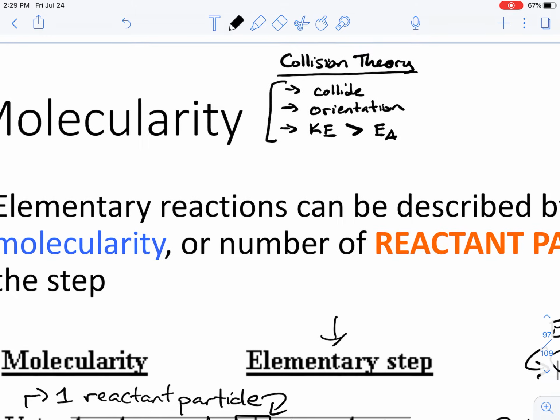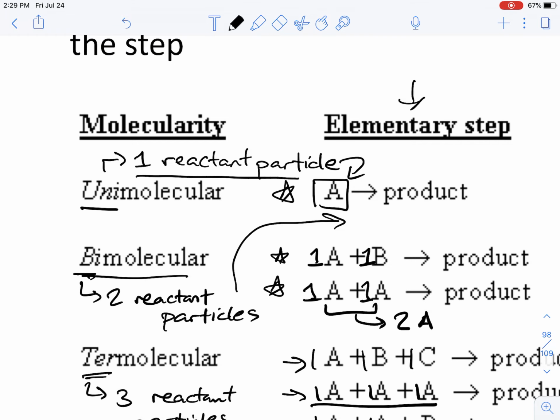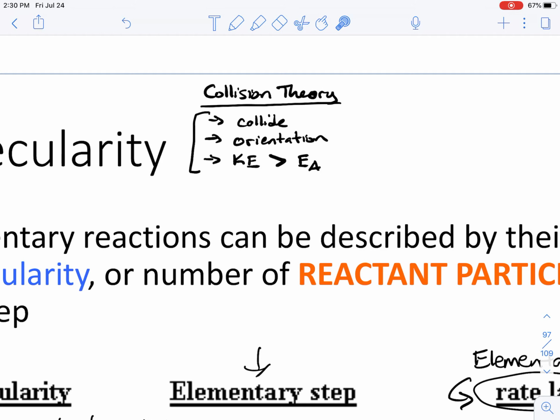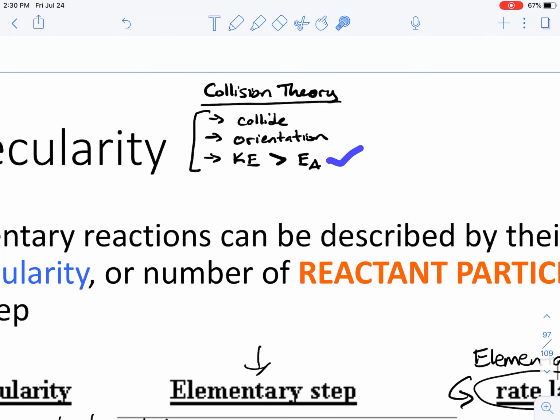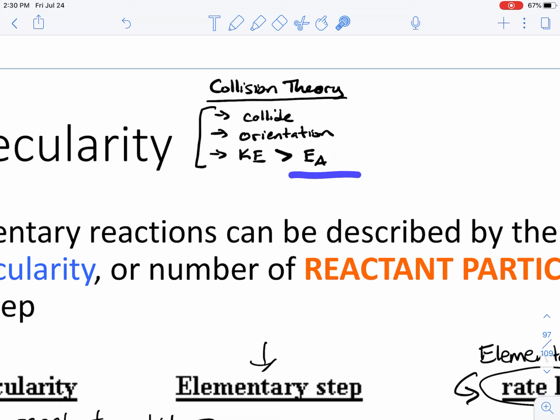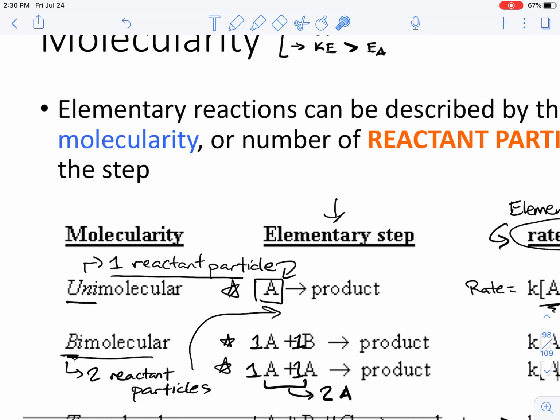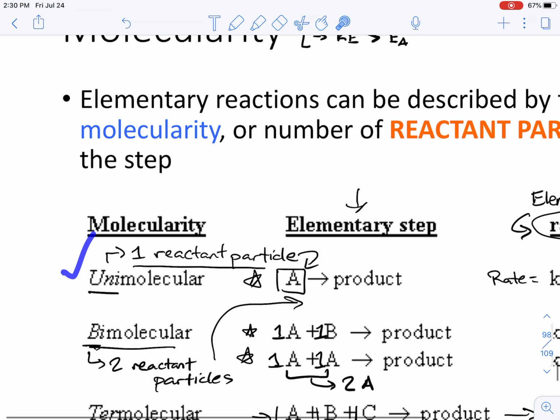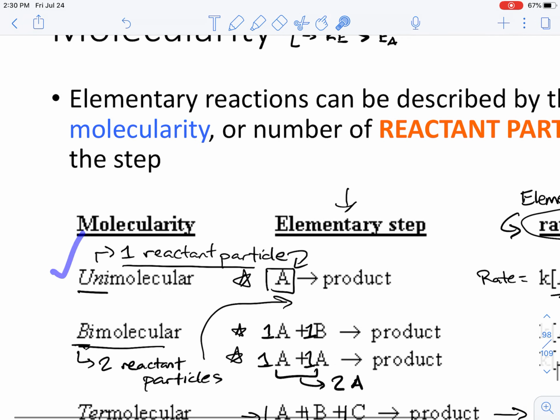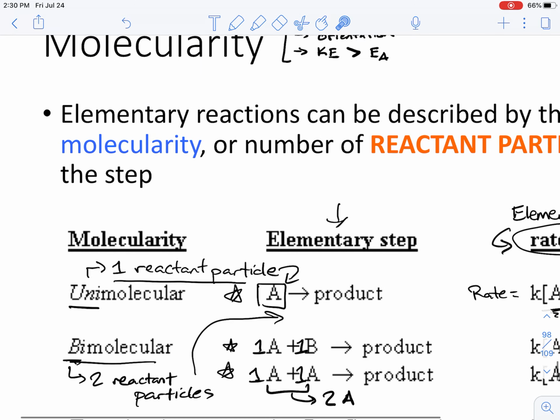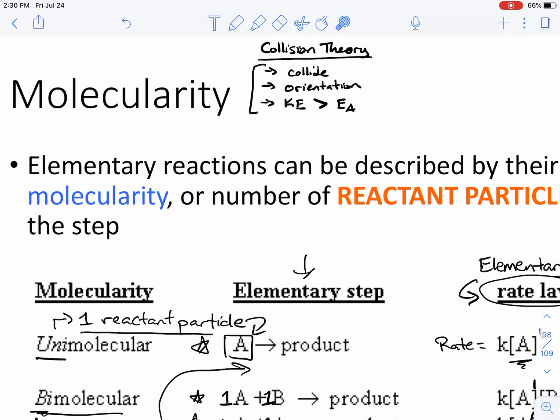And so the plausibility, for example, of one reactant particle having the correct orientation and the correct amount of kinetic energy required to overcome the activation energy is likely to happen, right? So it's something that's likely to happen. And so unimolecular reactions can occur in real life, right? You have one reactant particle, and that reactant particle has a high probability that it will fulfill all three of these conditions.